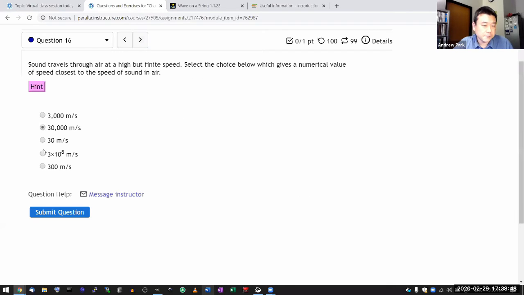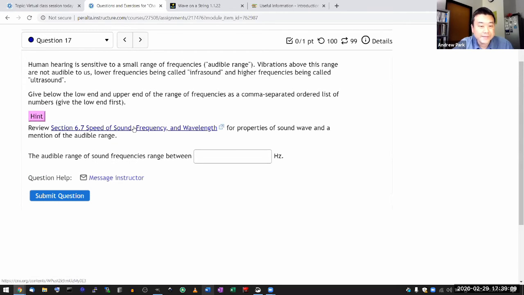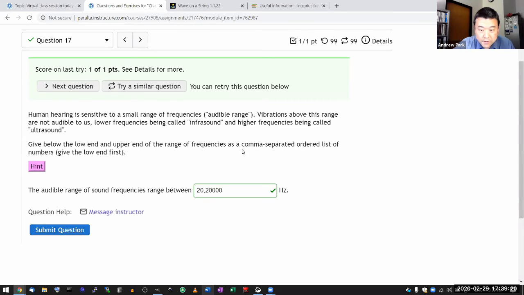Okay, question 16. Sound travels, yeah, this is multiple choice. It's about here. This is actually the speed of light. Keep going. Human hearing is sensitive to a small range of frequency. Oh yeah, I think this is something you will be able to just find in your textbook. And I happen to have this number memorized, 20 to 20,000. And this one is an ordered list. So if you answer like this, it should not grade it incorrectly. I try to be careful when I'm coding questions like this, so I think if you do something like this, it should still grade it as correct.